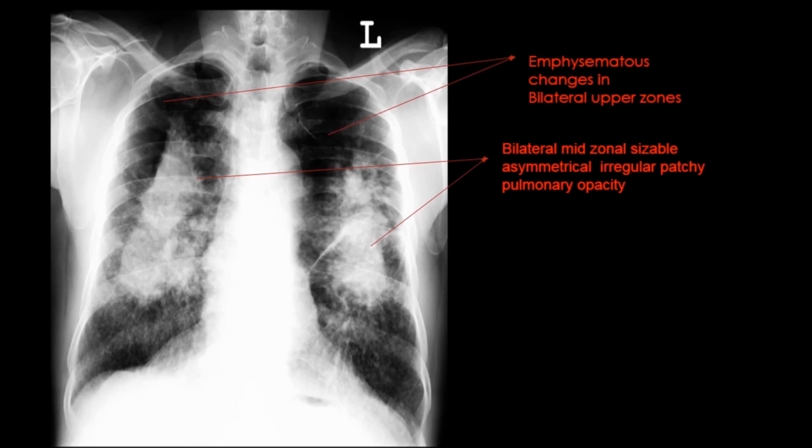Chest X-ray PA view in a patient with silica exposure, where you can find hyperlucency in the bilateral upper zones, which is consistent with emphysematous changes, and bilateral mid-zone asymmetrical irregular patchy pulmonary opacities.